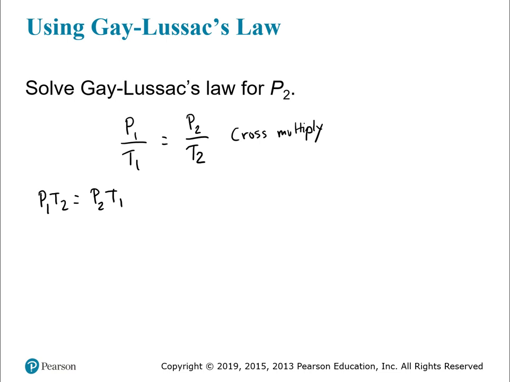Now we're ready to try to isolate P2. For that, we're going to divide both sides by T1. So that's how you would solve for a variable with Gay-Lussac's law. Very similar to Charles's law.